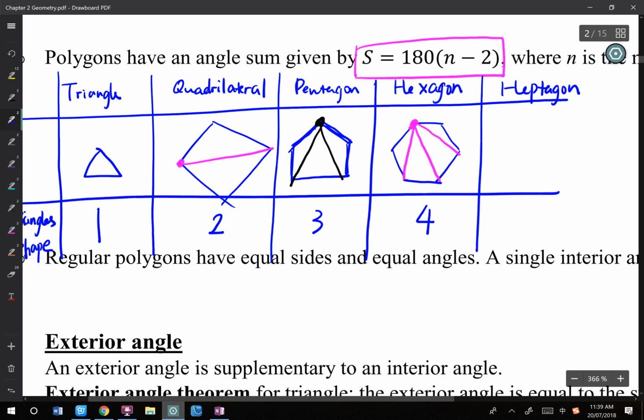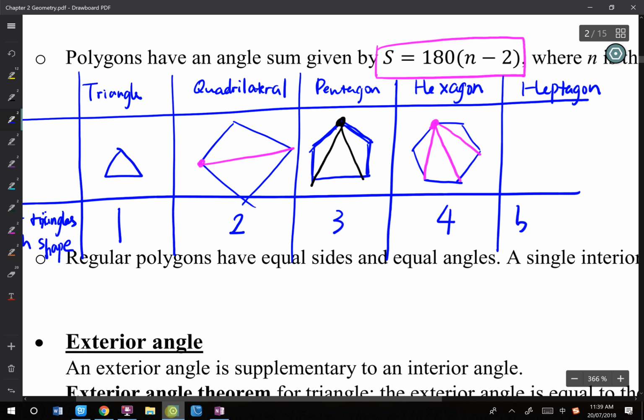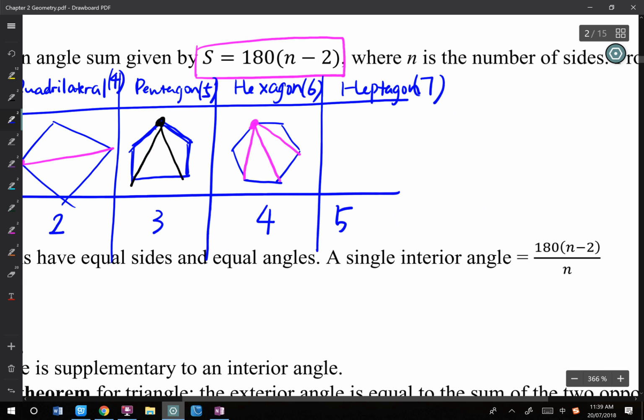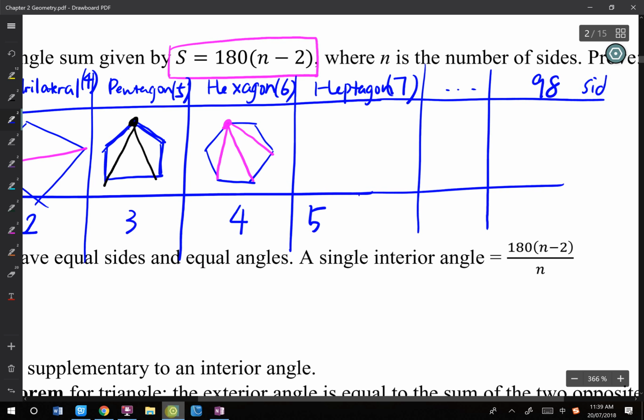So let's predict how many triangles you can make for a heptagon. 5. Good. 5. Okay, triangle is with 3 sides, quadrilateral with 4 sides, pentagon with 5 sides, hexagon with 6 sides, and heptagon with 7 sides. Okay, if I go dot, dot, dot, if I have 98 sides, how many triangles can you make?